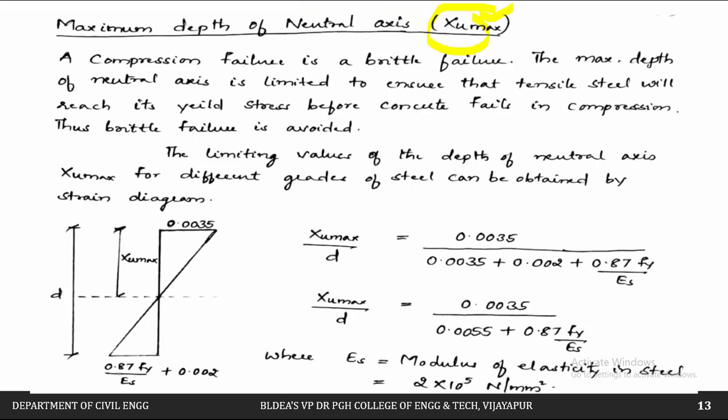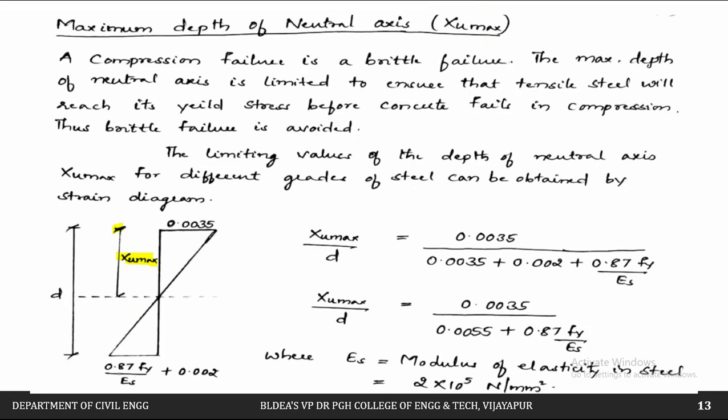So how to restrict this value? What should this value be? How should we calculate it? That can be calculated based on this strain diagram. Already we have seen this strain diagram. So this is nothing but the maximum strain in concrete, and this is nothing but the strain in the steel. This d is nothing but the effective depth, and xu max is nothing but the maximum depth of the neutral axis. I want to calculate what should be the maximum depth of the neutral axis.